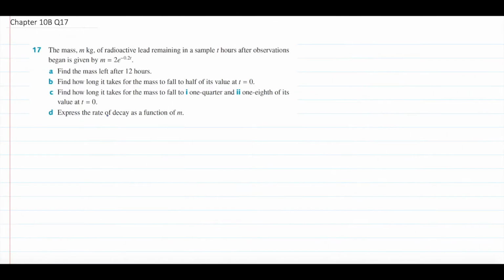So 17, the mass m kilograms of a radioactive lead remaining in a sample t hours after observations began is given by m equals 2e to the power of negative 0.2t. And then you've got 4 sub-questions. A, find the mass left after 12 hours, and then we'll read along B, C, and D after we solve these questions.